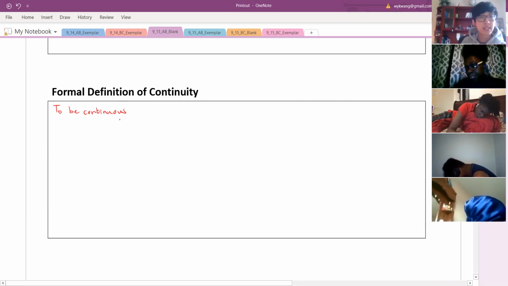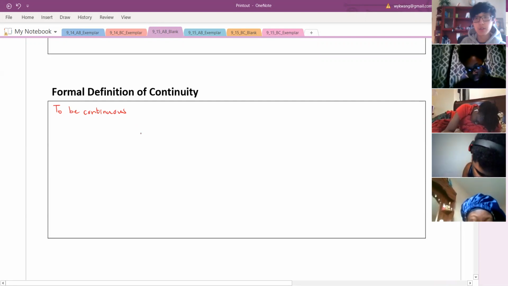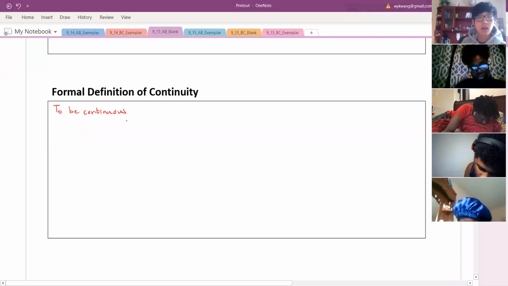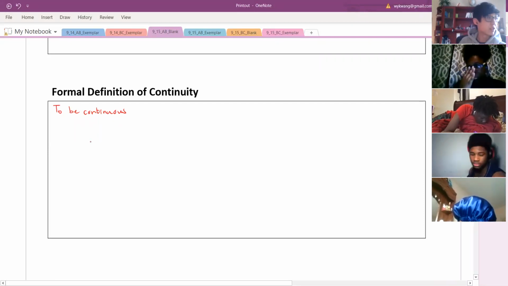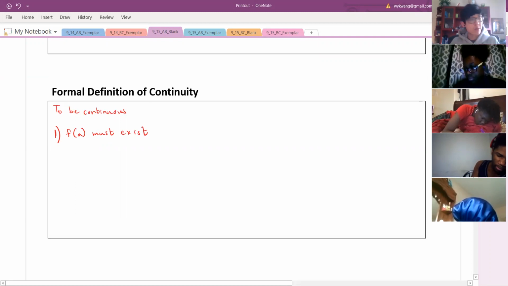So I would like for everyone to write this definition down, and then once I finish writing it down, I will prompt everyone to show their notes in the camera. So please make sure you're diligently writing down this definition of continuity. So first, the first element is that f of a must exist. I'm going to give everyone 5 seconds to write that down.